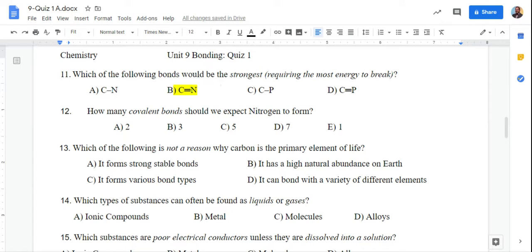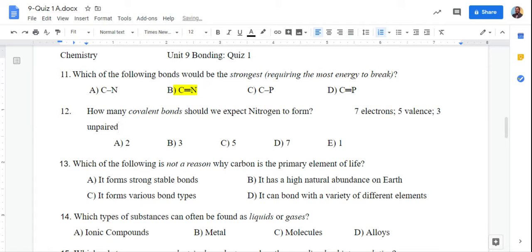How many covalent bonds should we expect nitrogen to have? Now, you might, again, option D said 7. Nitrogen has seven total electrons, but of those, only five of them are valence. But still, that wasn't the answer. Of those, two of them are paired up. So there's really only three that are unpaired and able to form covalent bonds. So we would expect normally three bonds.